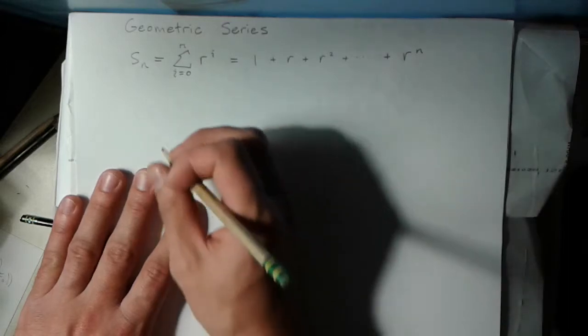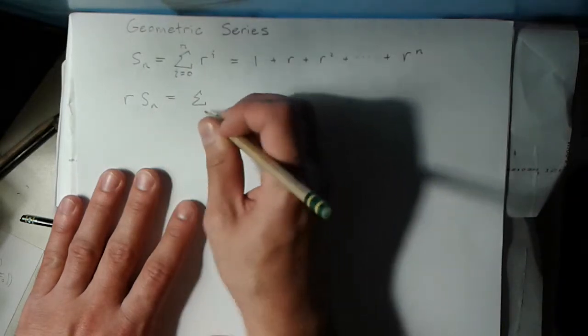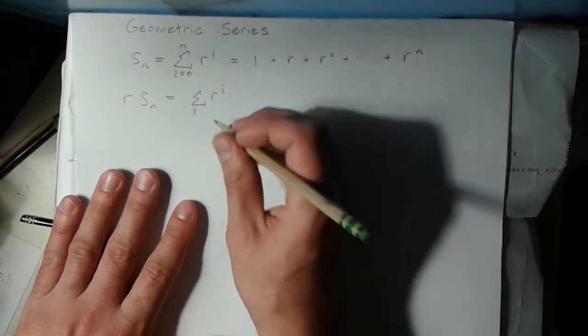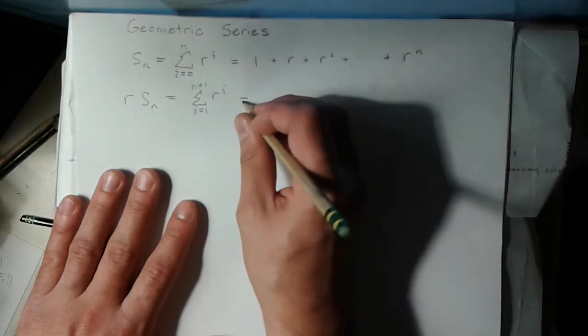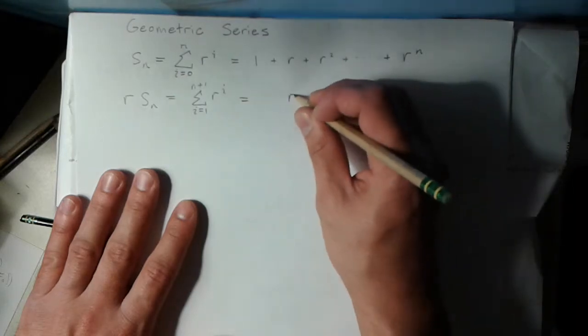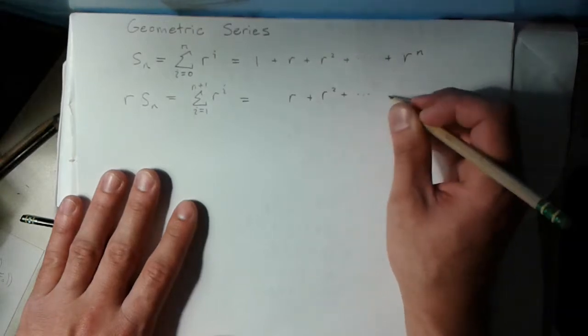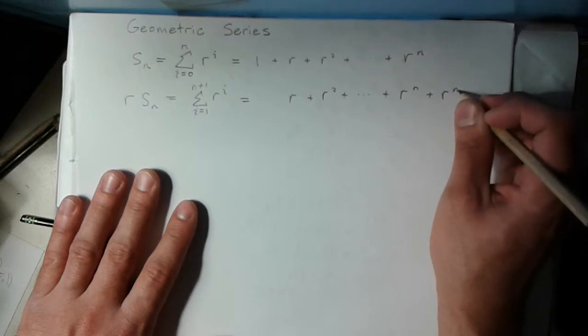So if I take this whole thing and multiply it by r, then I'd have r Sn is equal to, well, you can see what that's doing: I can think of this as shifting the indexes all up by 1. So I could start at 1 and go to n plus 1. All of these are just getting multiplied by r. So this 1 gets multiplied by r, this r gets multiplied by r, and eventually I'll have an r to the n, and my top term is now going to be r to the n plus 1.